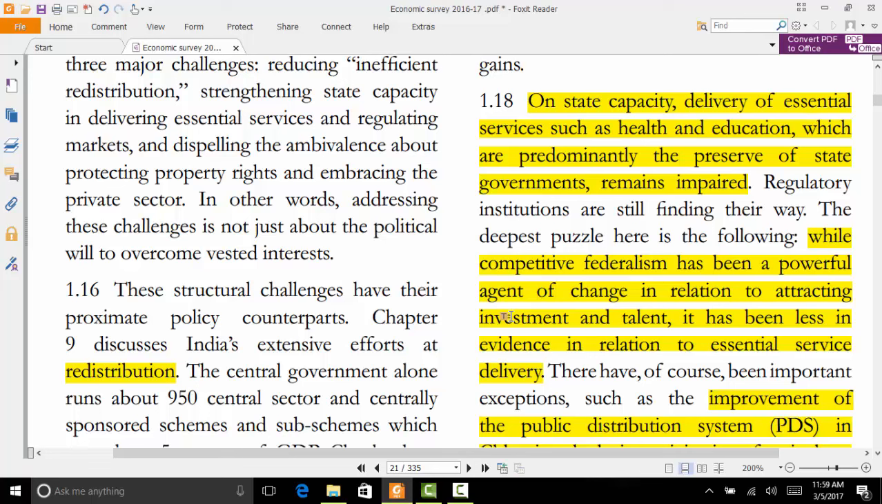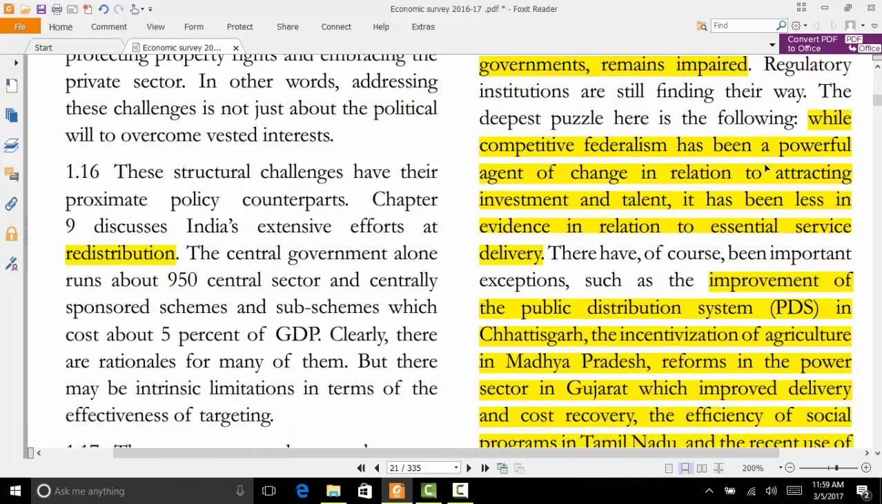But they're not competing with each other in providing health and education services to the optimal level, where the state capacity is low. It also showcased the poor redistribution from the government side. So understand from this the competitive federalism. What do you mean by competitive federalism? I believe you understand now, it has been used a lot: cooperative federalism, competitive federalism.